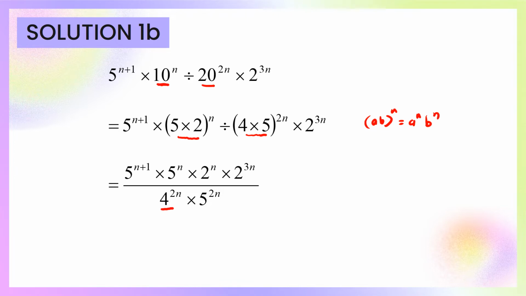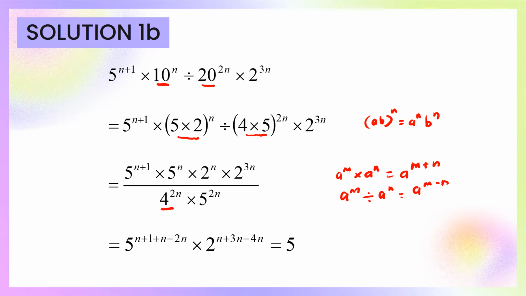And then after this, we can apply the rule of indices: a to the power of m multiply a to the power of n is equal to a to the power of m plus n. And also a to the power of m divided by a to the power of n is equal to a to the power of m minus n. And then we get 5 to the power of n plus 1 plus n minus 2n. Okay, we get 5 to the power of 1 and multiply 2 to the power of n plus 3n minus 4n. So this one we get 2 to the power of 0. Since 2 to the power of 0 is equal to 1, finally we get 5 as the final answer.